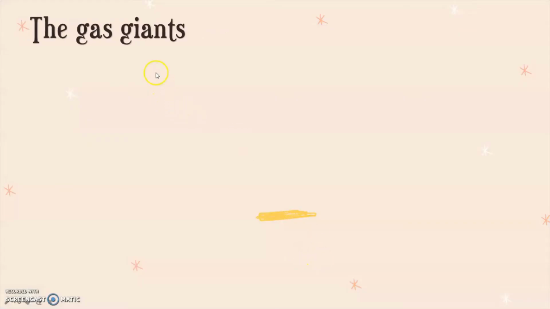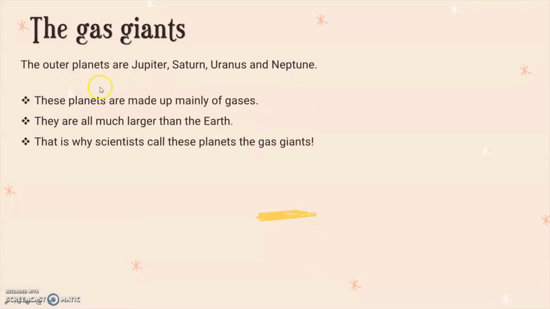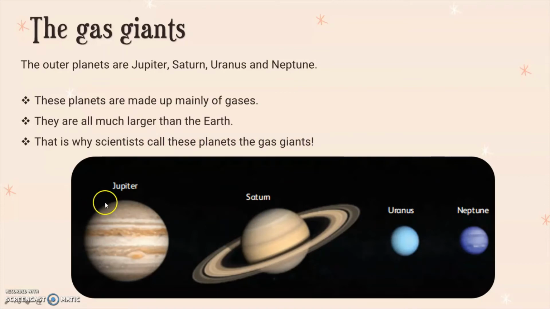Okay, next. The gas giants. The outer planets are Jupiter, Saturn, Uranus, and Neptune. These planets are made up mainly of gases. They are all much larger than the Earth. That is why scientists call these planets the gas giants. Jupiter, Saturn, Uranus, and Neptune. These are the gas giants.